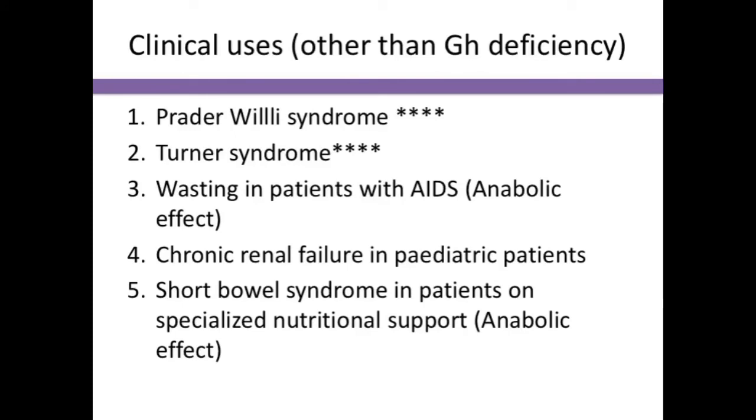Other clinical uses of growth hormone analogs, other than growth hormone deficiency, include Prader-Willi syndrome, Turner syndrome, and wasting in patients with AIDS, where we use the anabolic effects. They are also used in pediatric patients with chronic renal failure, and in short bowel syndrome in patients on specialized nutritional support. The more detailed explanation of these syndromes can be found in your notes.